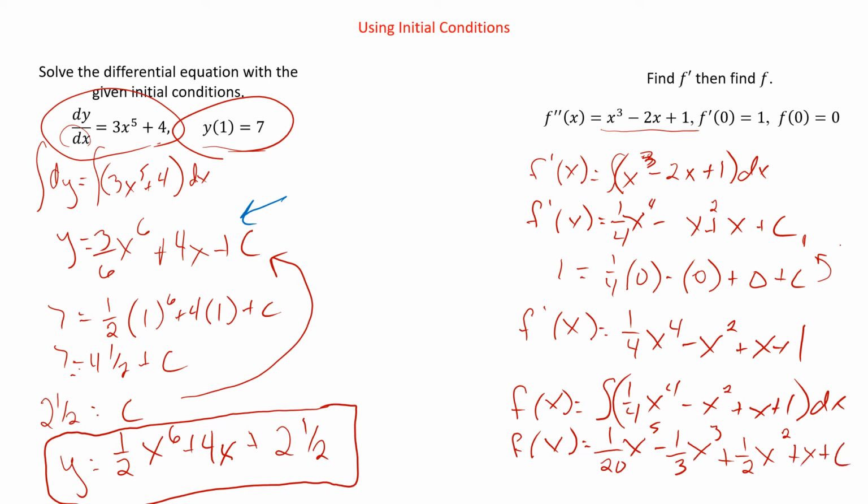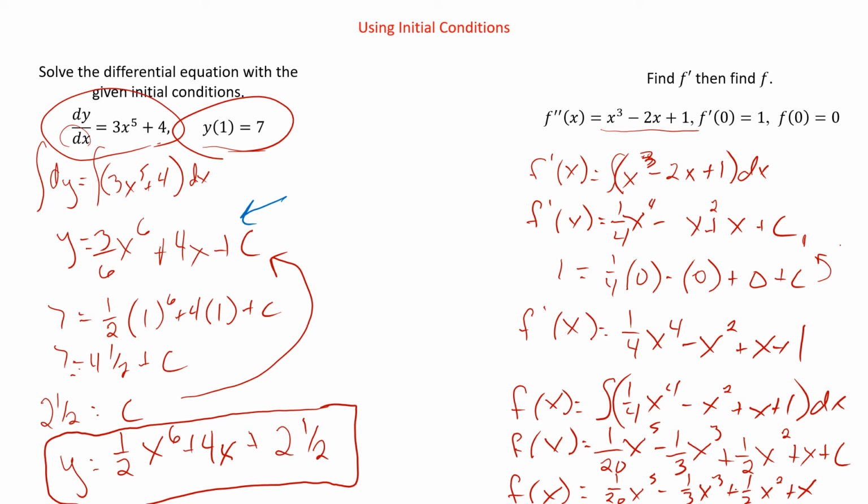Plug in our initial condition, 0, 0. So if I make this 0 and everything else 0, that's going to be c equals 0. So our particular solution will just be the same thing, 1/20th x to the 5th minus 1/3 x cubed plus 1/2 x squared plus x, and c will be 0. And so that's using initial conditions. If this was an acceleration, velocity, position function, it would probably ask you a question about velocity or position or distance traveled or something like that. In this case, it was just find those two.